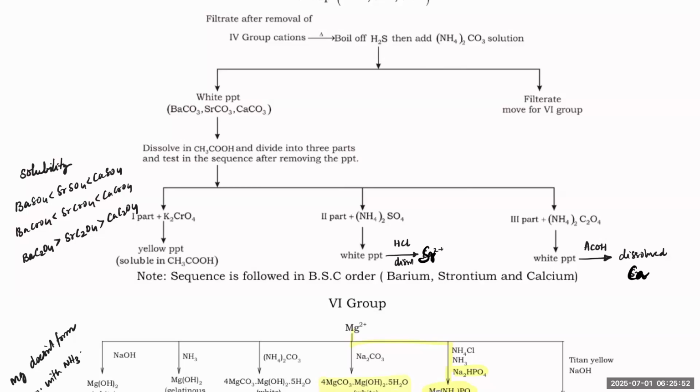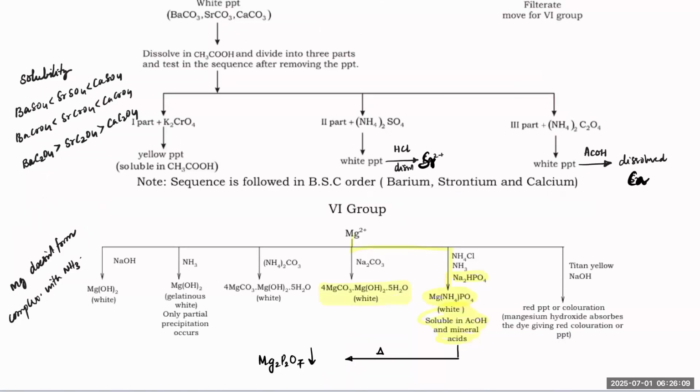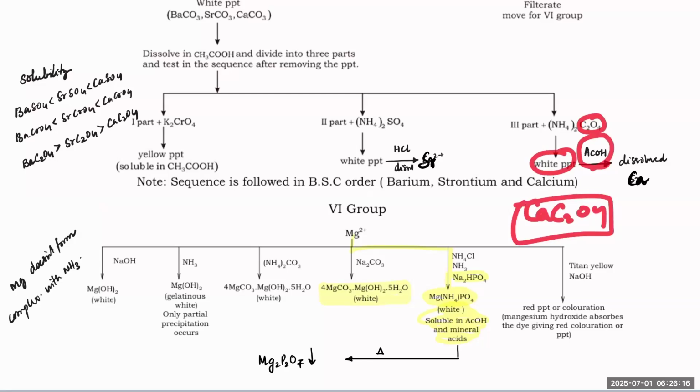Second, if you react with ammonium sulfate and you get a white PPT, and that gets dissolved on addition of HCl, that has to be strontium. That is a confirmation for strontium. And if you take ammonium oxalate and it becomes a white PPT, then it has to be calcium oxalate. And calcium oxalate with acetic acid gets completely into a dissolved form. Correct? So these are the confirmations for calcium, barium, and strontium. Okay.